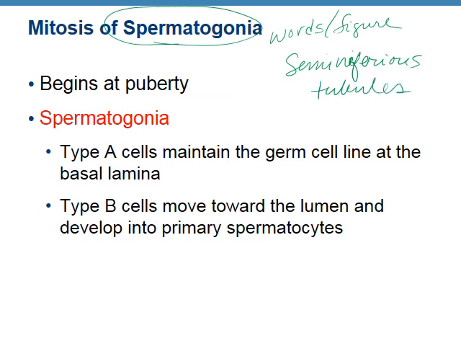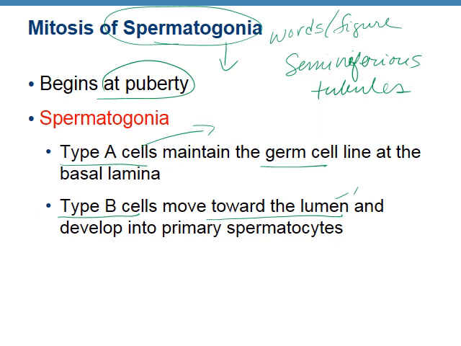So in the seminiferous tubules, the spermatogonia are going to divide, and this begins at puberty, and you're going to divide into a type A and a type B cell. The type A cell stays behind. It is a germ cell. Type B is going to move towards the lumen or the middle and develop into primary spermatocytes.